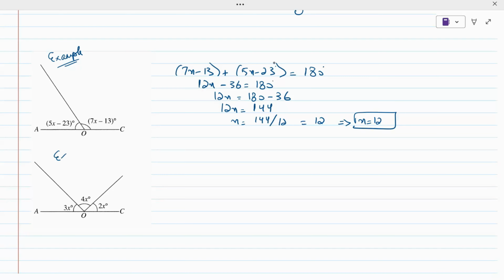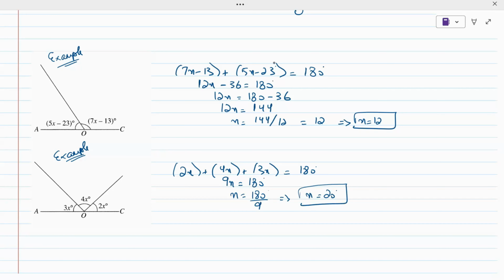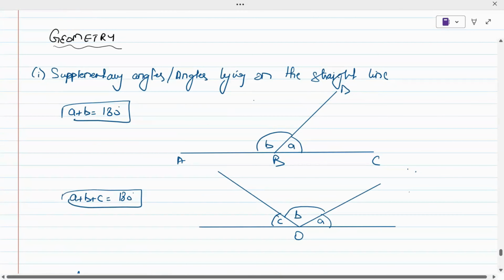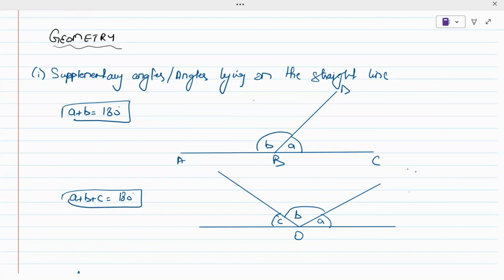In the next example, at one single point, we have three different angles originating, and they would also sum up to 180 degrees. So we'll have the equation formed as 2x plus 4x plus 3x. They would all add up to 180. So we'll have the equation formed as 6x plus 3x, that's 9x, is equal to 180. X is equal to 180 upon 9, and we get the x value as 20 degrees. So this was the first thing to be remembered when we talk about geometry in our syllabus.